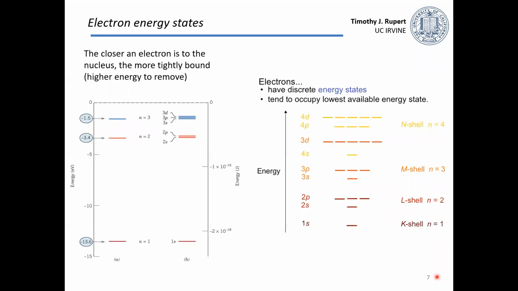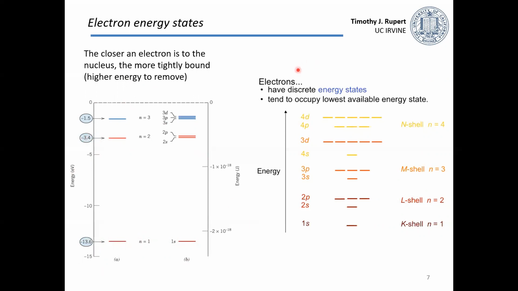And those electron energy states are quite important. Generally, the closer an electron is to the nucleus, the more tightly bound it is. And what that means is that it requires a higher energy to remove. In this plot on the left, we're showing some of the lowest orbitals. And on the very left axis is the energy needed to break that electron away from this atom. And you'll notice it's quite a bit larger for the n=1 orbital than it is for the n=2 orbitals.